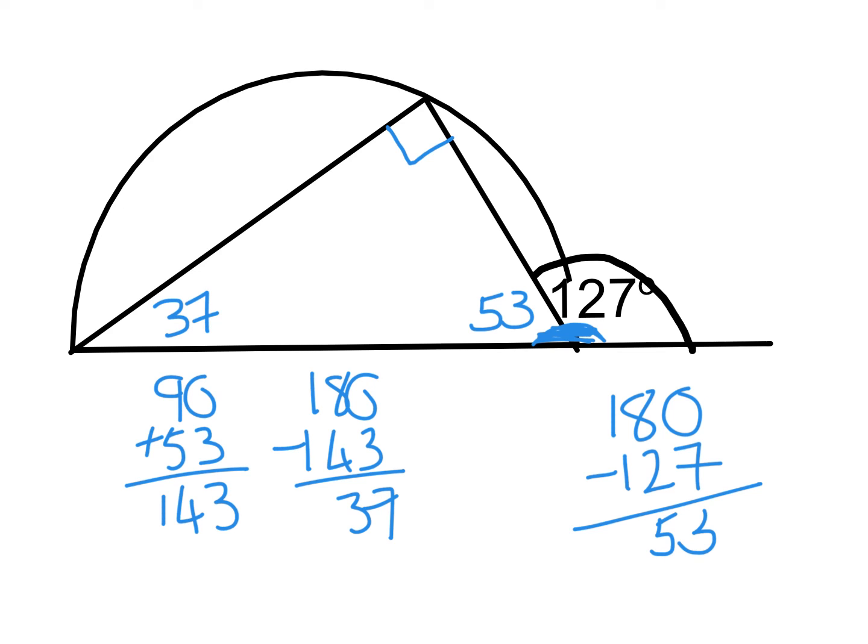It's also worth noticing that this angle and this angle here both make 90, because two 90s make 180, and if there's a 90 within the triangle, then it's given that the two acute angles also make 90 as well.